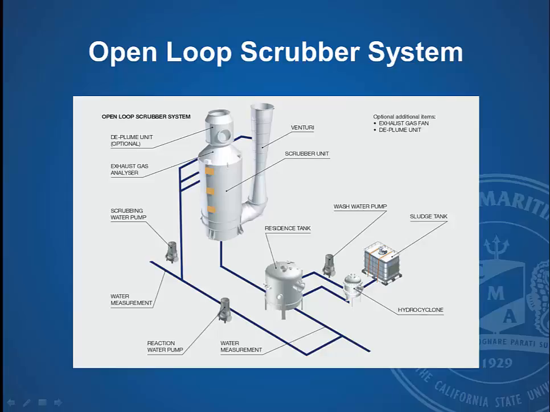Now, with this open loop system, you are seeing that you have a pump, and they're calling it a reaction or a scrubber water pump, that you will have a circulation of this water. It tends to be though a once through system, but they're going to try and recapture in that residence tank the particulates through this hydrocyclone, and then those particulates would be kept in the sludge tank. And you also see that you have a wash water pump. So again, this is a once through as far as the salt water.